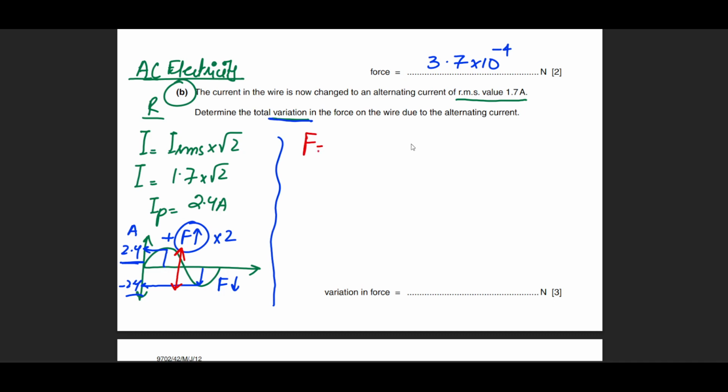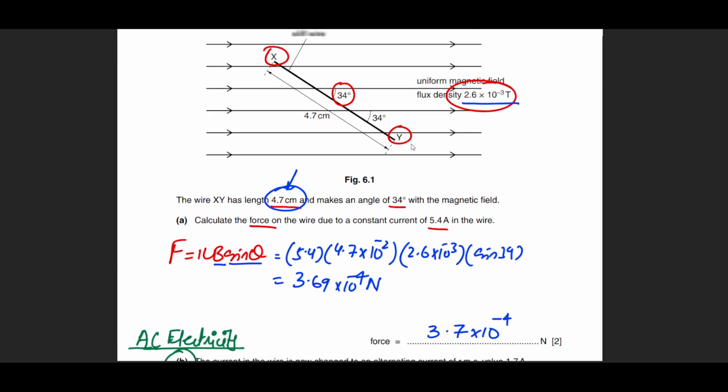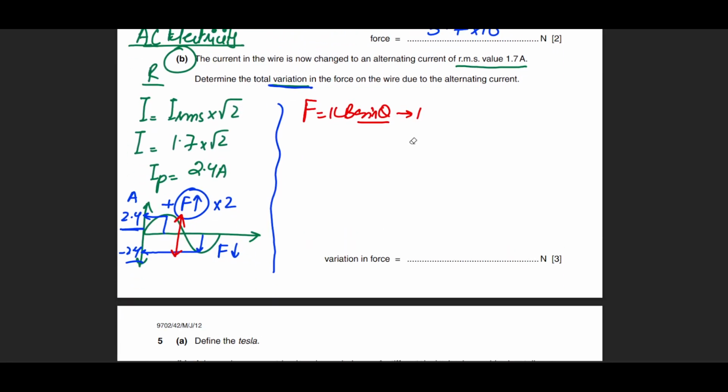So let's find F equals ILB sine theta. We know that sine theta becomes 1 because we're considering maximum force. So let's find the current. Now the current is going to be 2.4 because we are finding the maximum force that is possible. And we know that the RMS value is actually the average value, average force.